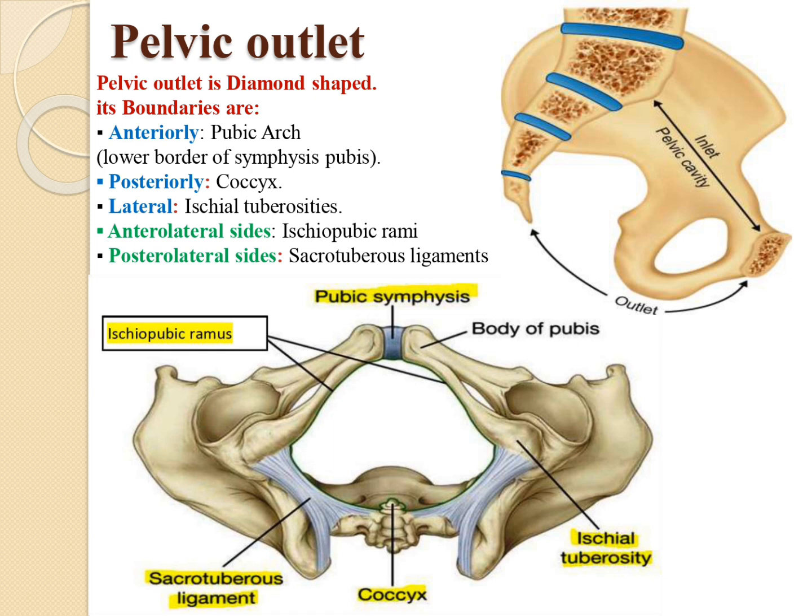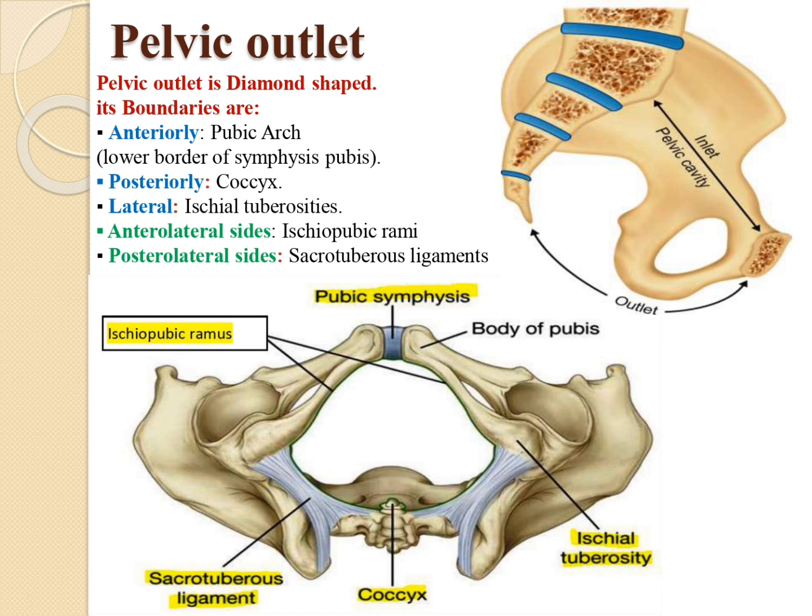This slide shows the boundaries of the pelvic outlet. The pelvic outlet is diamond shaped. It is bounded anteriorly by the pubic arch and the lower border of the pubic symphysis. Posteriorly, the pelvic outlet is bounded by the coccyx. Laterally, it is bounded by the ischial tuberosities.